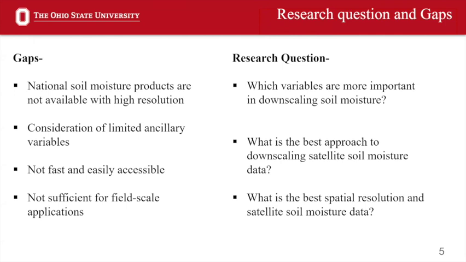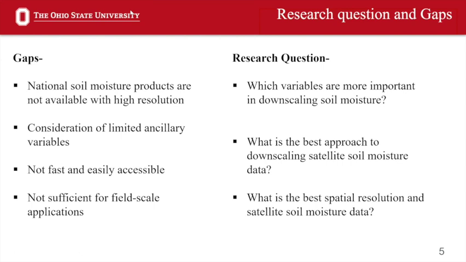Also, this dataset is not readily accessible to anyone, and it is not sufficient for field-scale application. The research question here is which variables are more important in downscaling soil moisture products, like land use, elevation, temperature, or precipitation. We will identify which variables have more influence on downscaling soil moisture products, and what would be the best approach to downscaling soil moisture data.